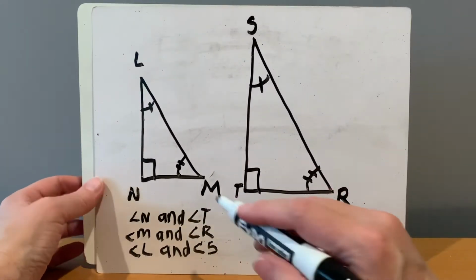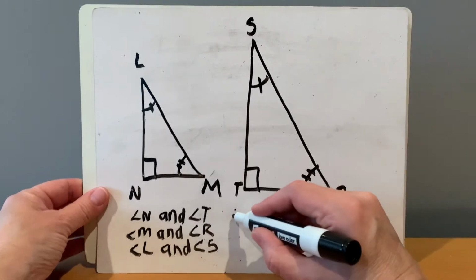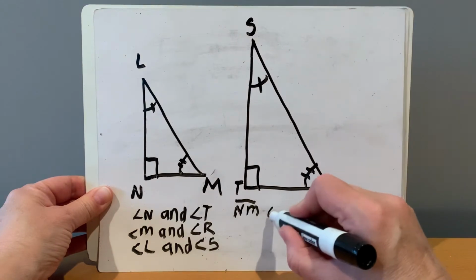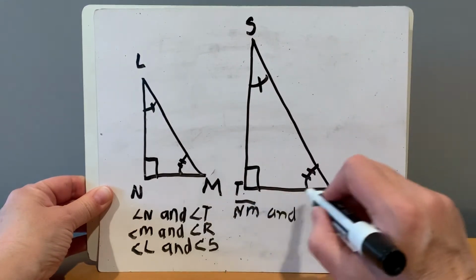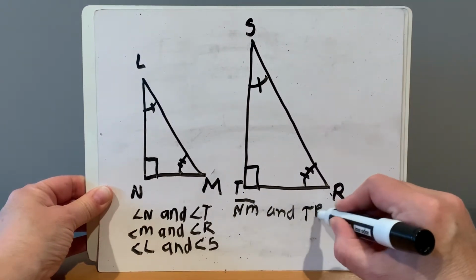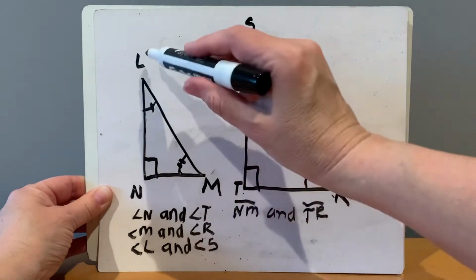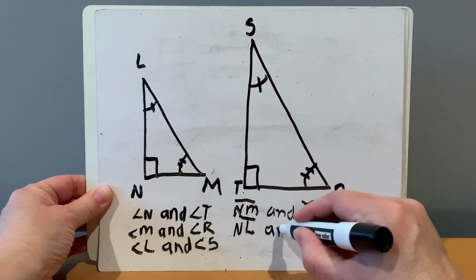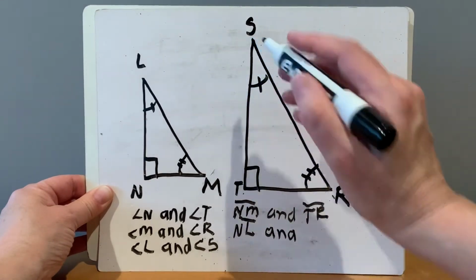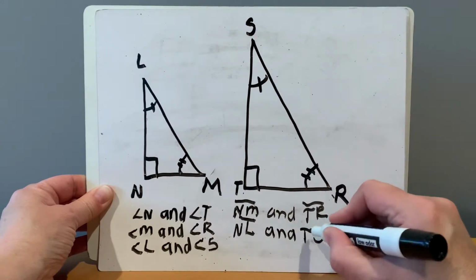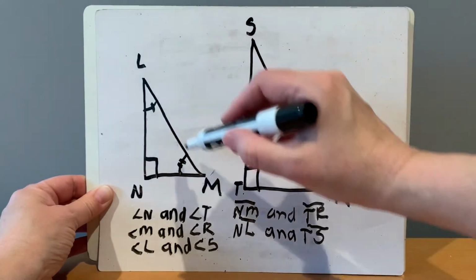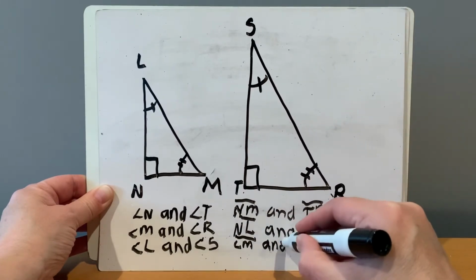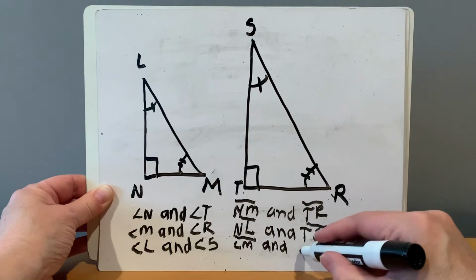Now, corresponding sides: NM corresponds to side TR. NL corresponds to side TS. And LM corresponds to SR.